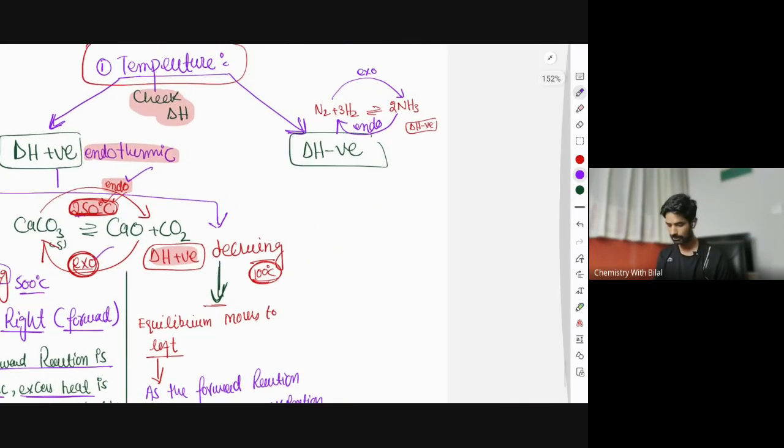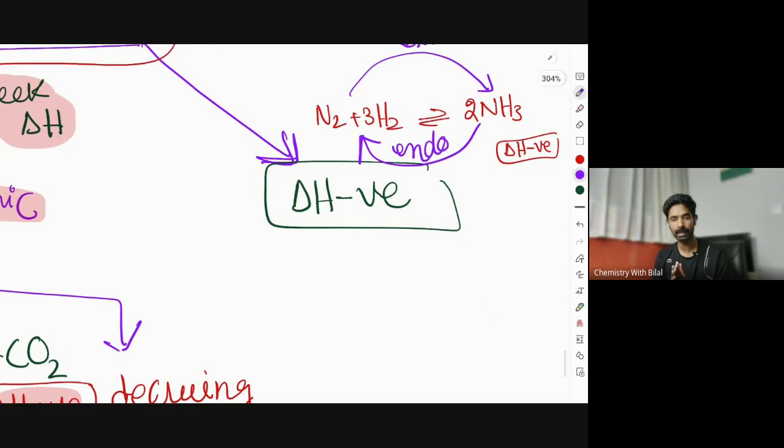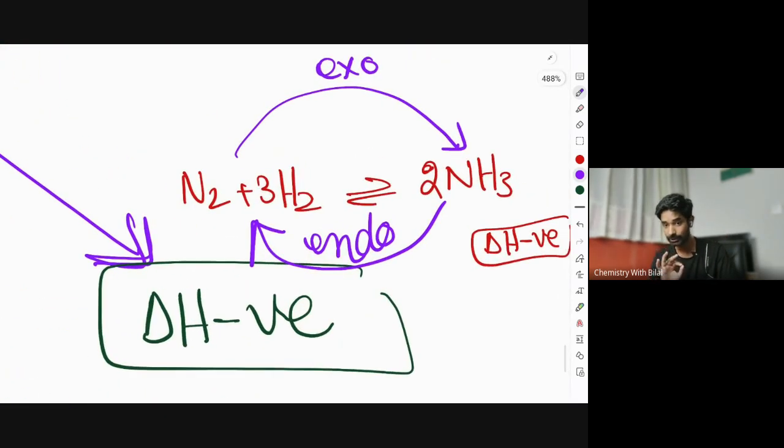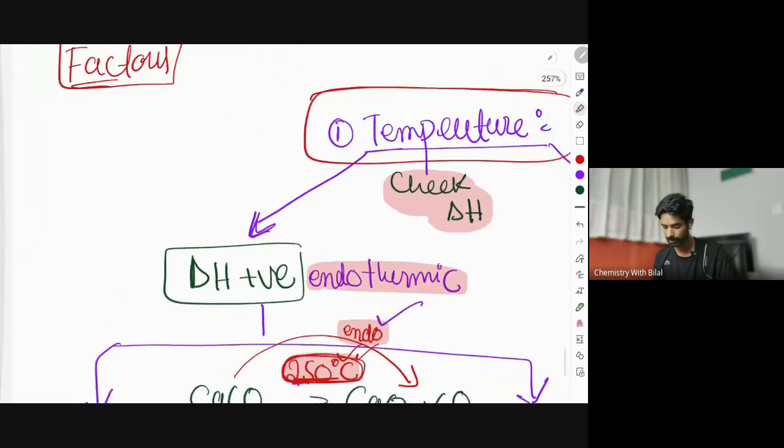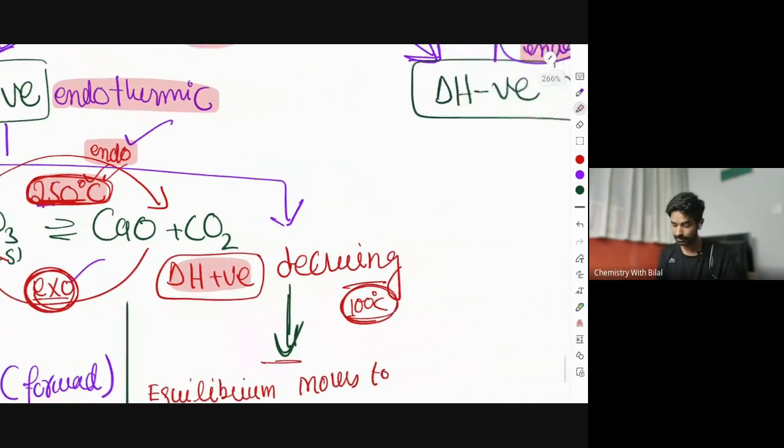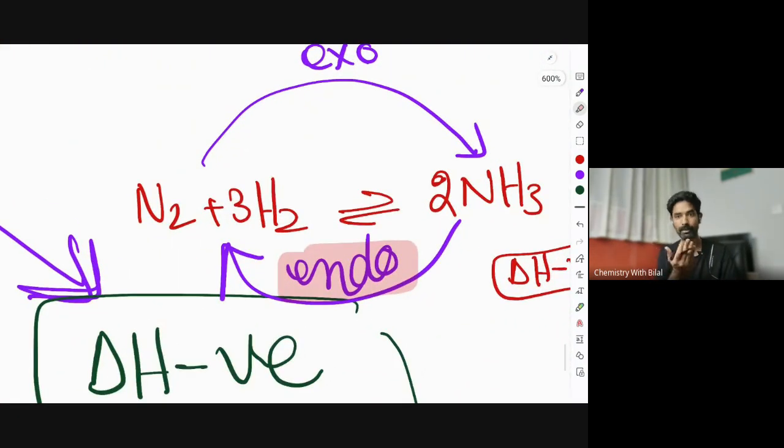Now let's look at the reaction which has negative enthalpy. It has the exact same idea that I just told you, 100% the same. What you need to understand is the direction of the reaction: which direction is endo and which is exo? Mind it, everyone: whenever you increase the temperature of a reaction at equilibrium, an increase in temperature always favors the endothermic direction. For a reaction with positive enthalpy, the endothermic direction is the right side, the forward. For a reaction with negative enthalpy, the endothermic direction is the backward.